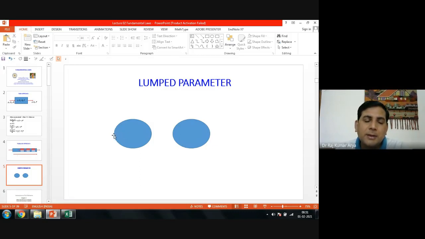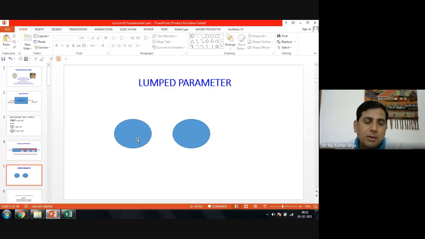Otherwise, let's say you have a very high temperature at the surface if you are heating it, and at the center a very low temperature. Obviously your variation would be too high, right? Yes or no? Because the heat will not reach the center that fast. But in the lumped approach, you consider that there is no variation in the entire spatial coordinate. Whether you move to r equal to 0 or r equal to capital R, there is no variation in the properties.